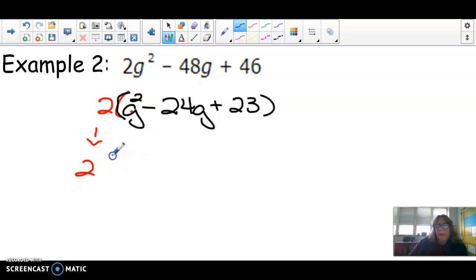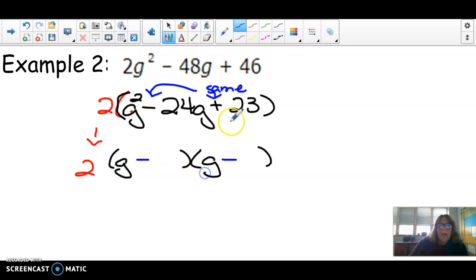And now I'm going to try to put this into two parentheses factoring. Remember, our signs will be the same, and they'll be whatever this sign is. So I'll have two negatives in my parentheses. The only factors of g squared are g and g. And this is also, just like the last one, it's prime. So the only factors of 23 are 23 and 1. So now this is factored.